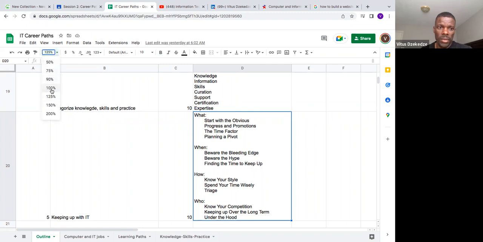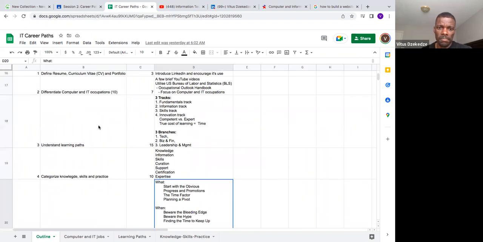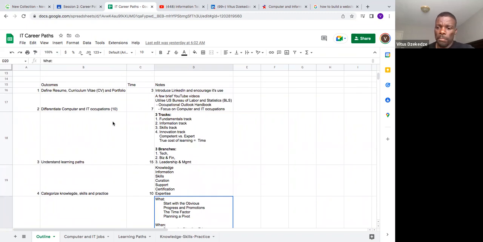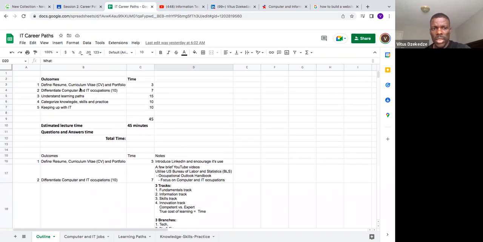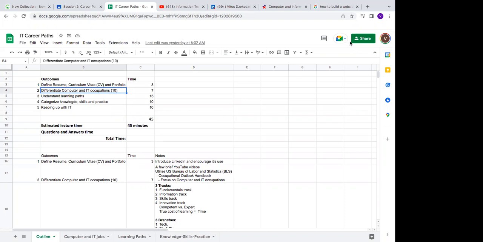Any questions, comments, concerns? Do we feel like we've addressed everything that we needed to talk about today? Defining a resume, the CV, portfolio, the differences between them, talking about those computer and IT occupations, understanding learning paths, categorizing knowledge, skills, and practice, and also keeping up with IT. Yes, I think we've done all of that.